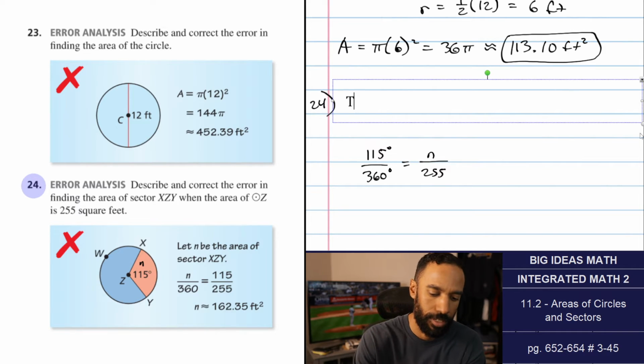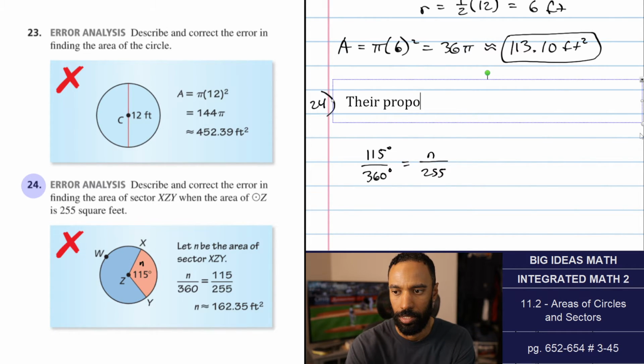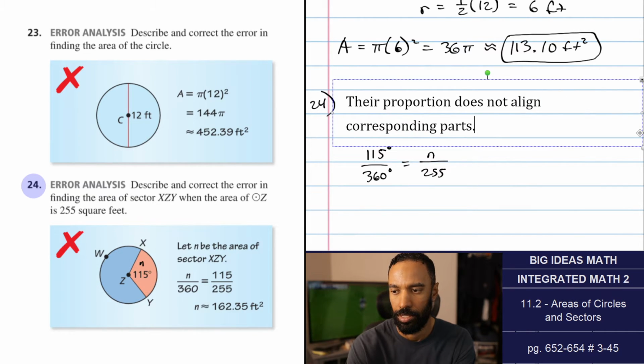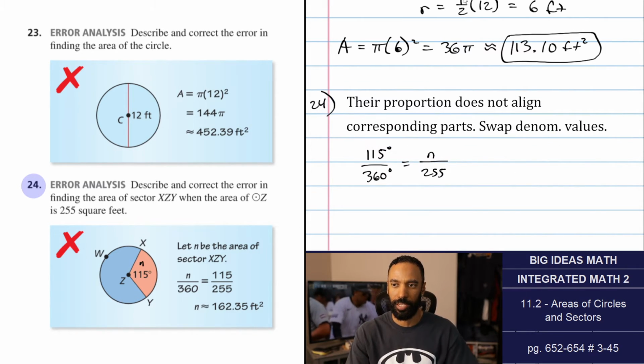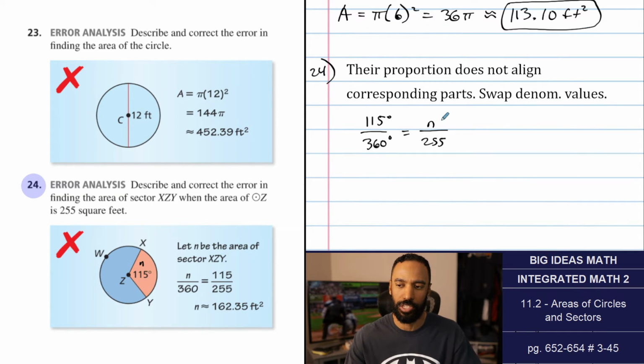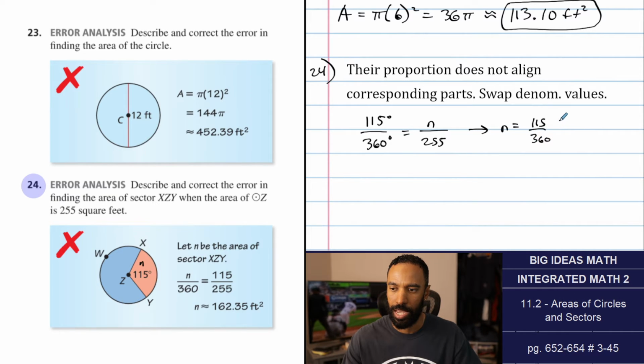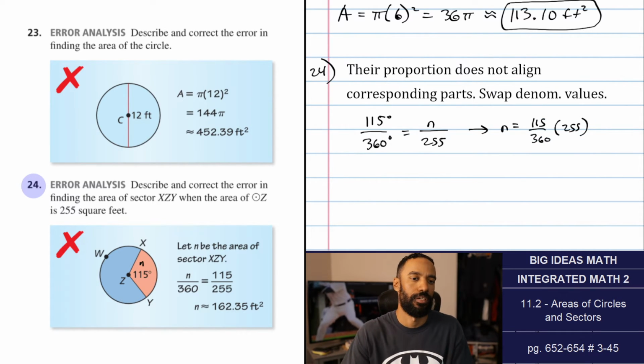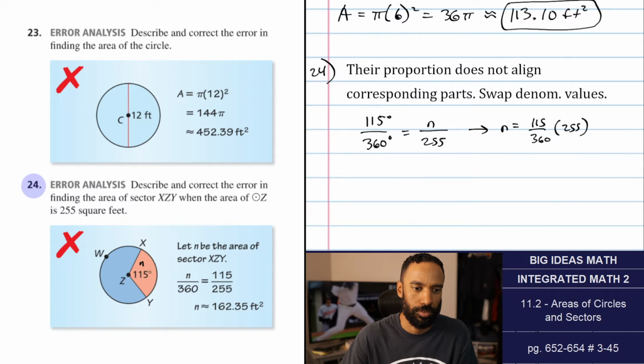So this is how our setup is going to function. Their proportion does not align corresponding parts. Swap denominator values or numerator values, either or. I think I actually swapped the numerator values. So that's going to be our setup here. Let's keep solving by multiplying by 255. Again, things could probably simplify, but 115 over 360 times the old 255. Let's figure that out. And it does change things when you get to this stage.